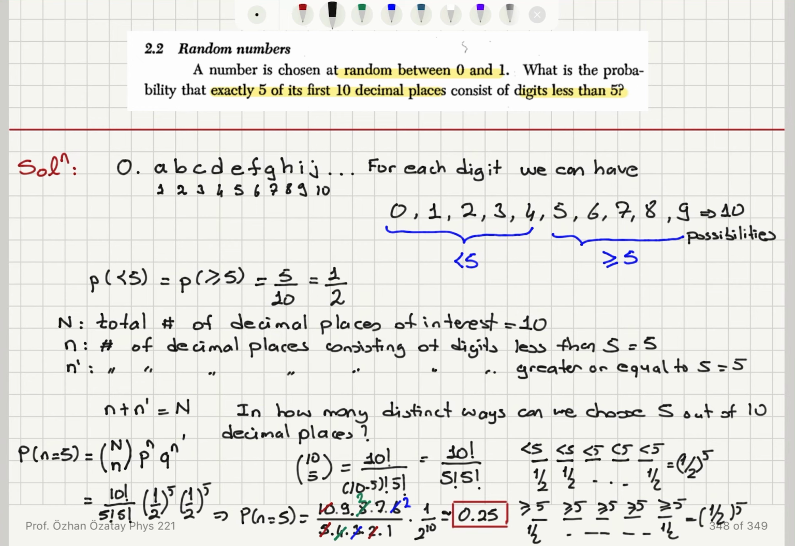So the probability of having, for 10 objects, 5 of them with a value less than 5 and 5 of them with a value greater or equal to 5, is given by the binomial distribution. It's basically combinations of 10 objects taken 5 at a time, p to the n, q to the n prime, 1 over 2 to the 5, 1 over 2 to the 5, and the end result is 0.25.